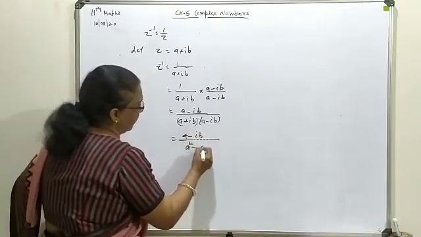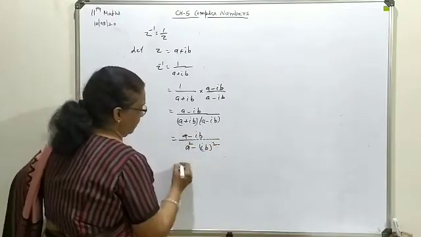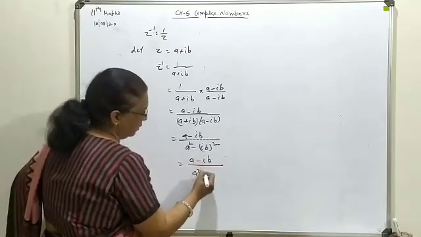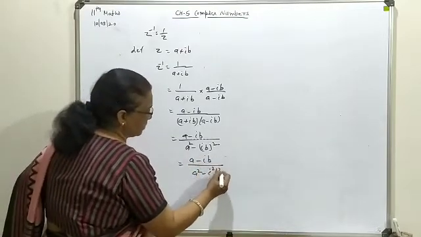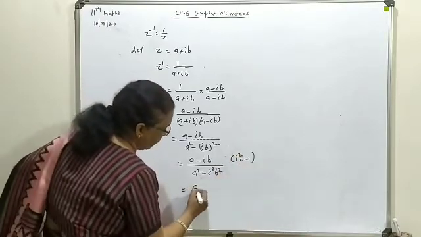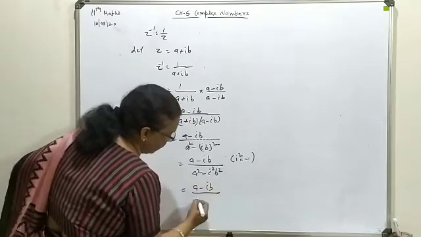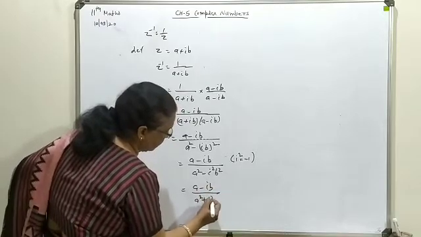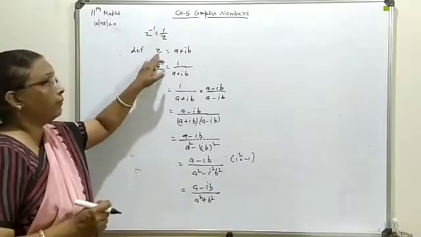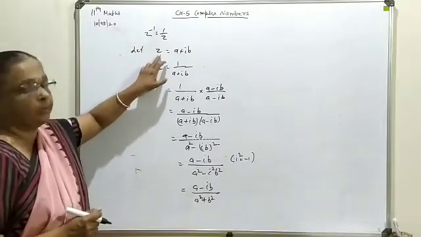A square minus iota B whole square. This is A minus IB upon A square minus iota square B square. We know iota square is equal to minus 1. Substitute over here. So A minus IB upon A square plus B square will give you the inverse for the given complex number form.